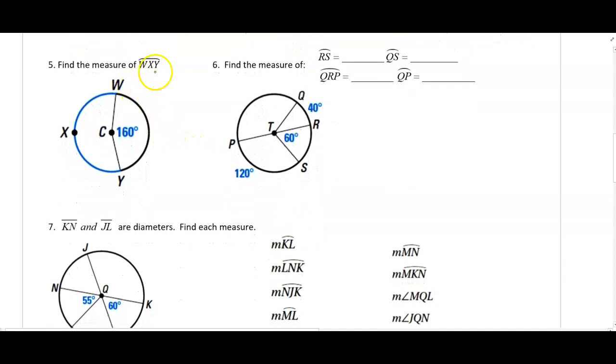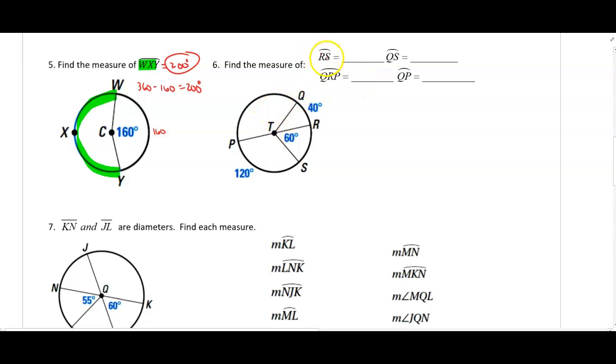Now, for number 5, here they're looking for arc WXY. Remember, if it's named using 3 points, we basically are using the arc that's greater than 180 degrees. So we don't know the measure of this arc right now, but if this central angle is 160, what do these two arcs have to add up to? 360. So 360 minus 160 is 200 degrees, right? So remember, a full circle is 360 degrees.